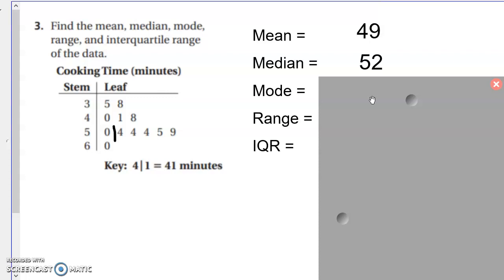Mode is the easiest. It's the number that occurs most often. And since this data is organized in the stem and leaf plot, the number that occurs most often is right here, 54.